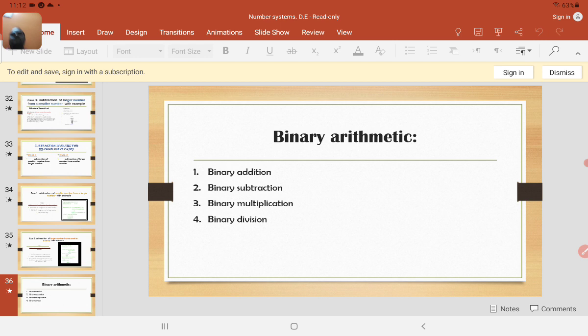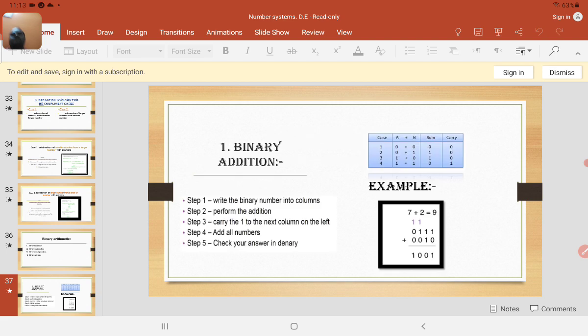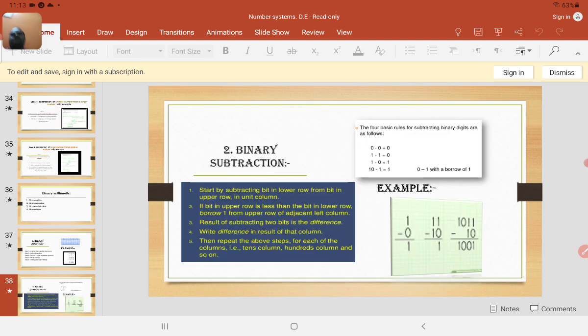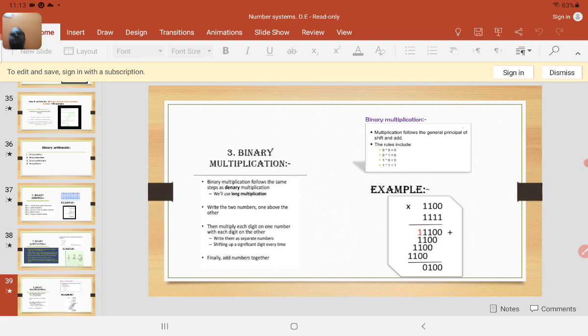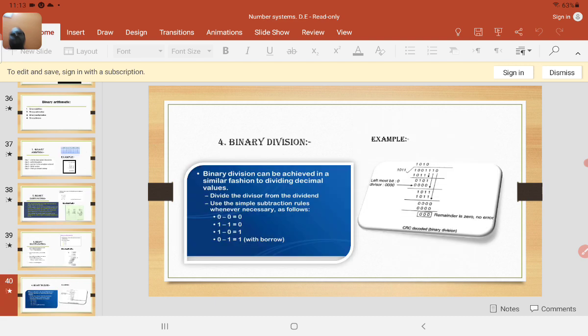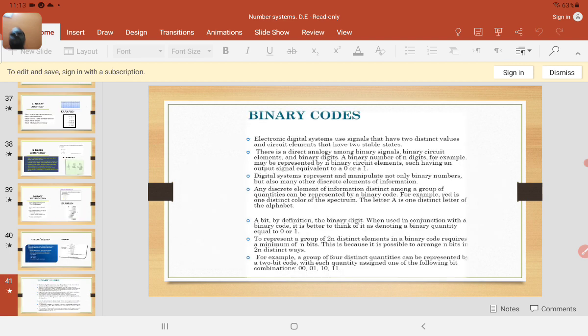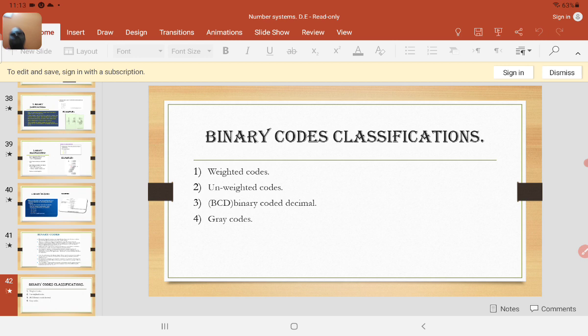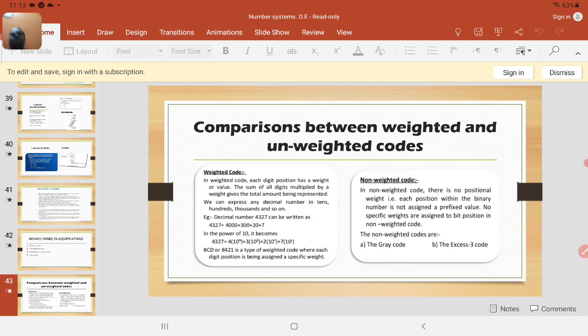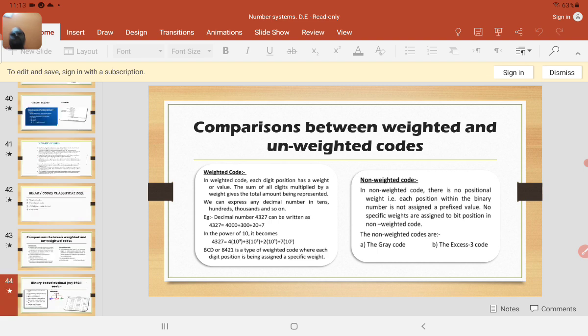We also already discussed binary arithmetic: addition, subtraction, multiplication, and division. This is binary addition, binary subtraction, binary multiplication, and binary division. Next, we discussed binary codes, which have four types: weighted codes, unweighted codes, binary coded decimal, and gray codes. What is meant by weighted and unweighted codes is given in the comparison here.